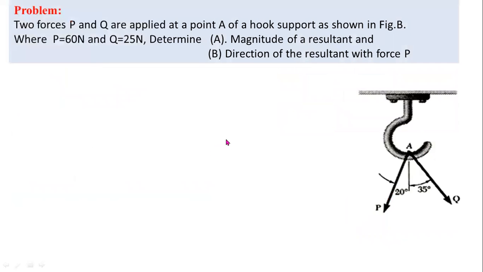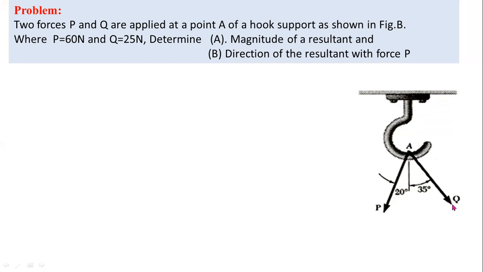Now coming to the second problem. Two forces P and Q are applied at a point A of a hook support as shown in the figure, where P equals 60 newtons and Q equals 25 newtons. Determine the magnitude of the resultant and the direction of the resultant with respect to force P. Okay, so here two forces P and Q are acting at a common point A. These two forces are acting on a hook. So point A is the common point. Here the value of P equals 60 newtons and Q equals 25 newtons.